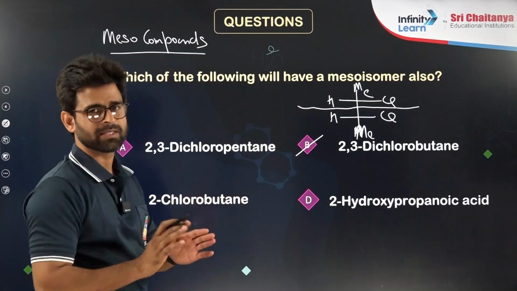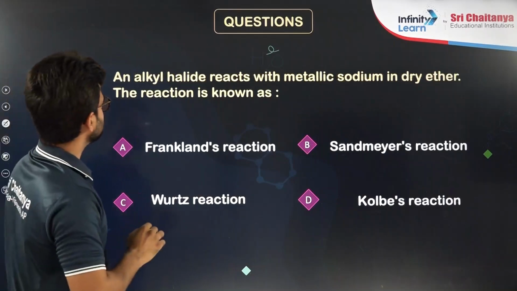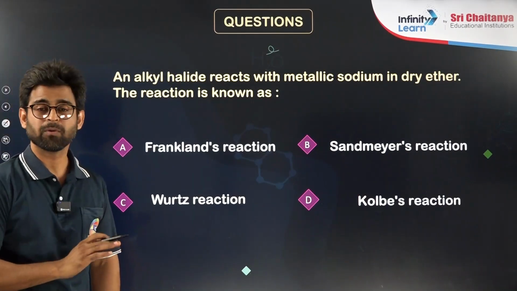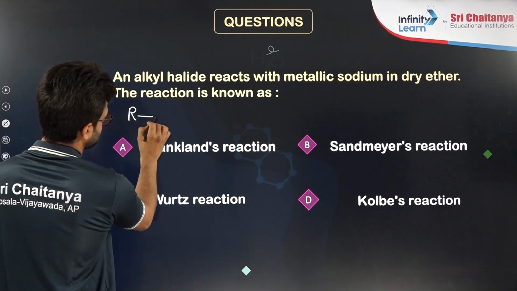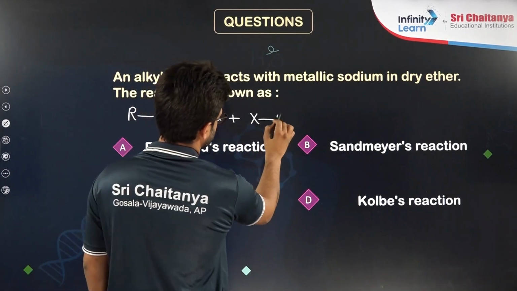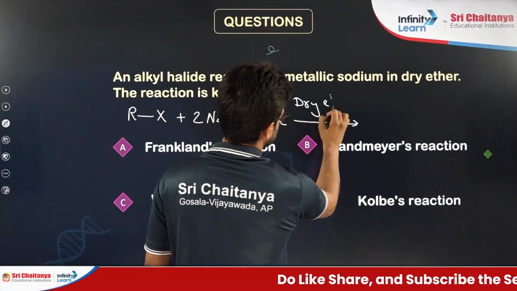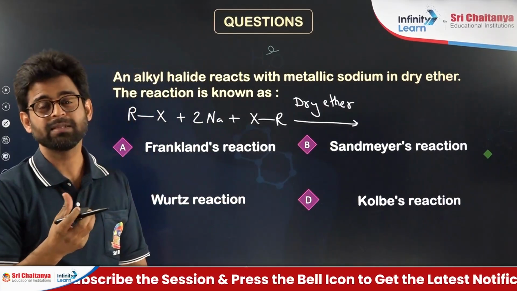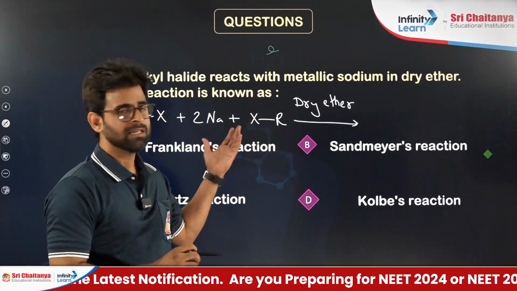You will definitely have symmetry if you are searching for a meso compound, right? Next thing is an alkyl halide reacting with metallic sodium in dry ether, a reaction known as, very important reaction. In the alkane chapter also we have seen. So we have here RX, we have sodium here, RX again. Whenever we have a metal, to avoid reaction with water, we use dry ether. So whenever you see dry ether given in the reaction, it is because they are trying to avoid contact of water or moisture with our metal.